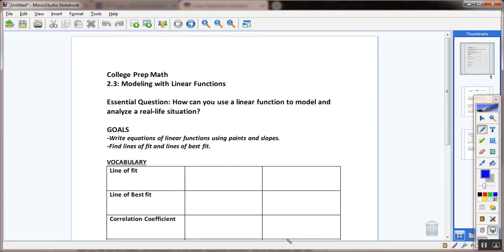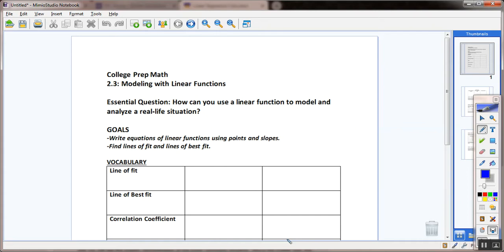So, guys, up there, 2.3, college prep math today. We're going to be doing some things with linear functions. In fact, we're going to be modeling linear functions today. And I guess what I'd ask here is someone to, first of all, look at our essential question and ask what we're trying to answer here.